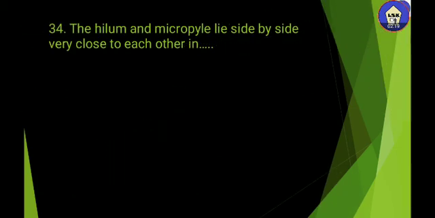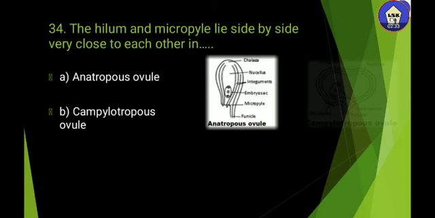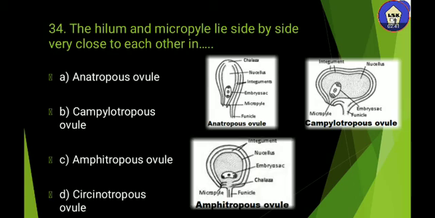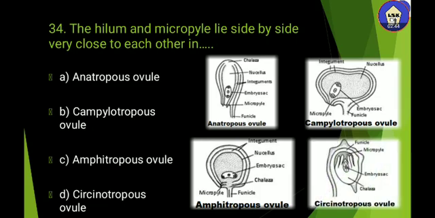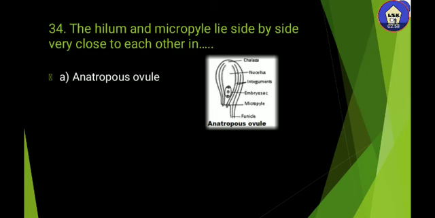Question number 34. The hilum and micropyle lie side by side, very close to each other in. So this is a picture of Anatropous ovule. Second one is Campylotropous ovule. So this is a photograph of Campylotropous ovule. Third one, Amphitropous ovule. So this is Amphitropous ovule. The last one is Succinotropous ovule, and this is a photograph of Succinotropous ovule. So hilum and micropyle lie side by side, very close to each other in. The answer is Anatropous ovule, inverted ovule.